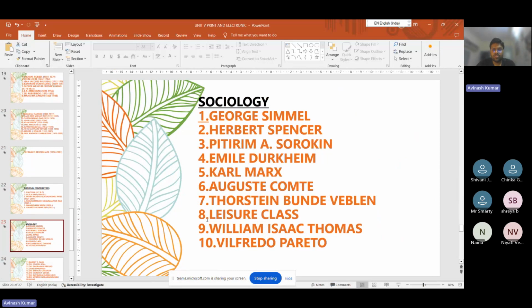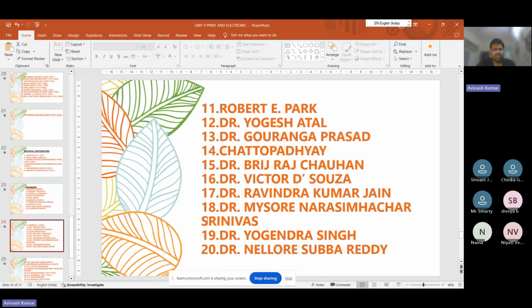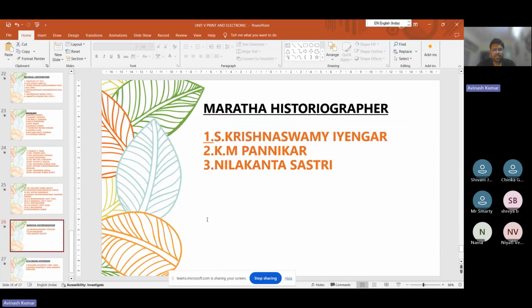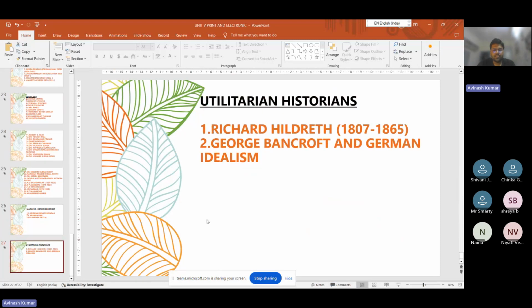In sociology: George Simmel, Herbert Spencer, Pitirim Sorokin, Emile Durkheim, Karl Marx. So these are the sociology contributors. And Maratha historiographer S. Krishnaswami Iyengar, K.M. Panikkar, Nilakanta Sastri, and utilitarian historians Richard Hildreth, George Bancroft, and German. So these are the social science contributors, and I have also discussed social science organizations.